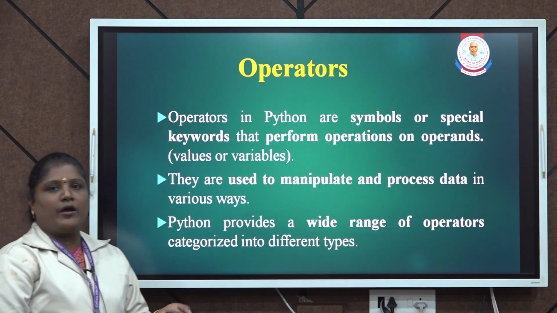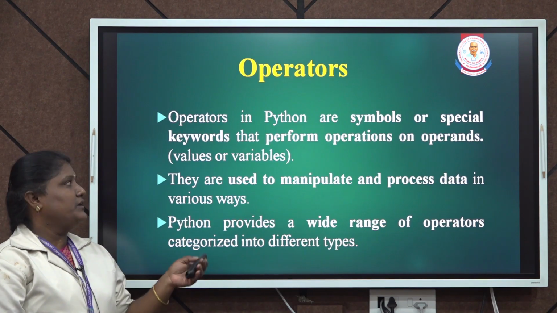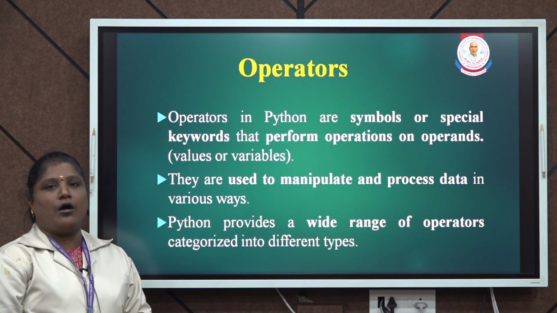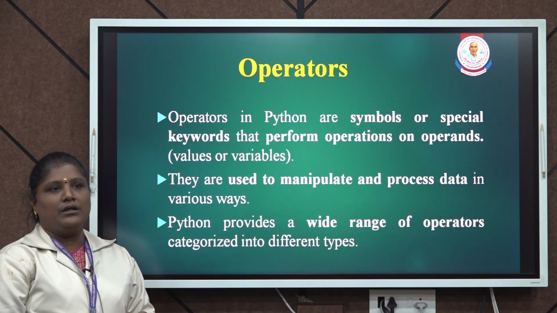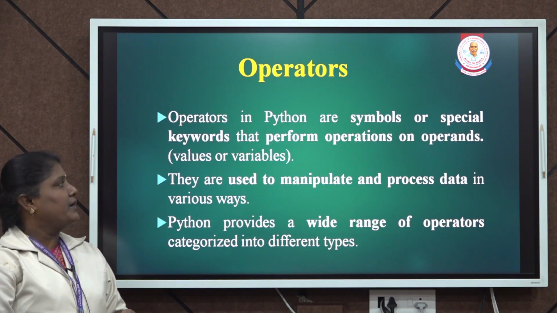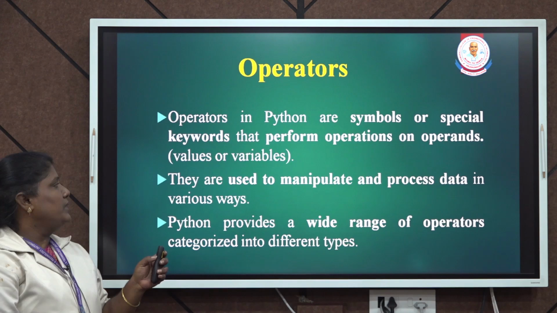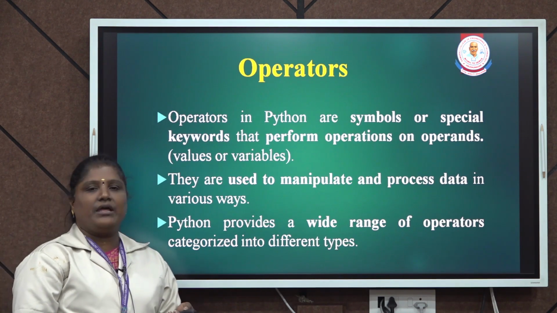First of all, what is meant by operators? Operators are symbols or special keywords that perform operations on operands. Operands means either a value or a variable. So, A to Z or 0 to 9 is called an operand. So, an operator is a symbol used to manipulate and process data in various ways.